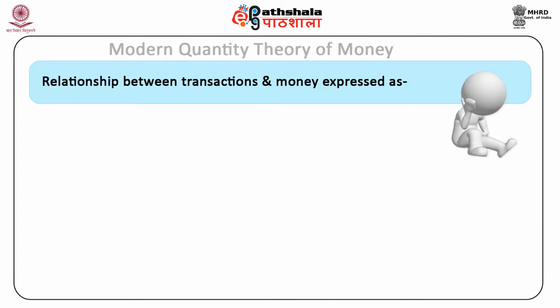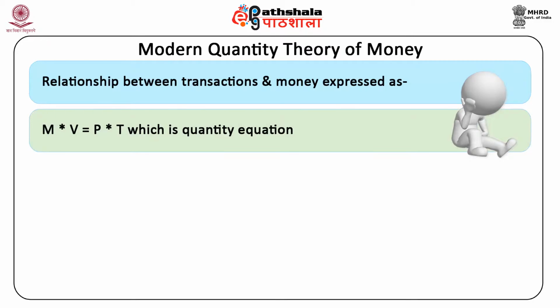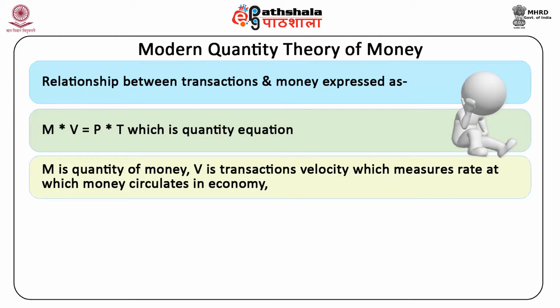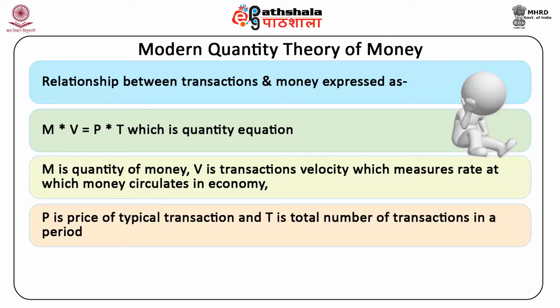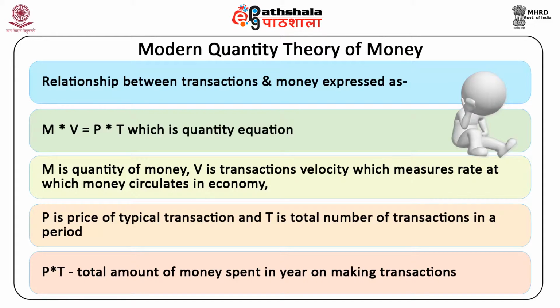The relationship between transactions and money can be expressed as M into V is equal to P into T, which is the quantity equation. In this, M is the quantity of money, V is the transactions velocity, which measures the rate at which money circulates in the economy, P is the price of a typical transaction, and T is the total number of transactions in a period, say 1 year. Therefore, P into T would imply the total amount of money spent in a year on making transactions.